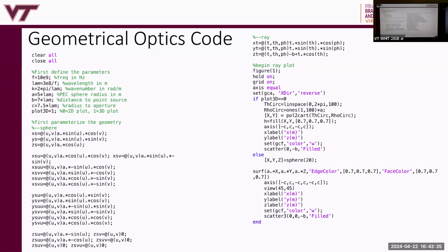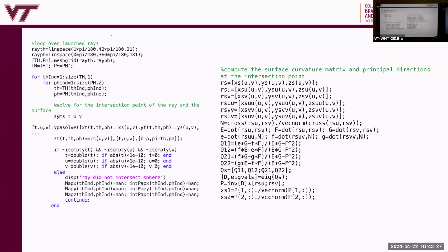Now we loop over the launched rays. So we need to define the launch ray angles. Here's a vector of theta and a vector of phi for the rays. We're going from 1 to 42 degrees in theta, 21 rays. Why did I stop at 42 degrees? That's right. The rest of the rays don't intersect the sphere. And then phi, we go from 0 to 2 pi in 181 points, so every 2 degrees.